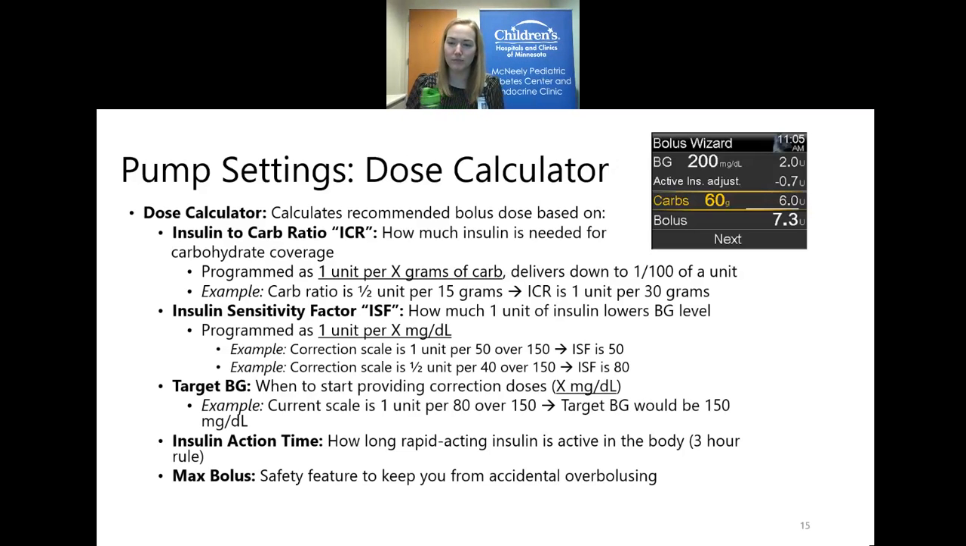This is just a little picture of how that calculation looks. So that front line, or that top line, blood sugar is 200. For this person, they would get 2 units. Then it has their active insulin adjustment. They still have 0.7 units on board. For their carb dose for 60 grams, they're going to get 6 units. So with that, they're going to get 7.3 units total. So that's how it uses that active insulin time.